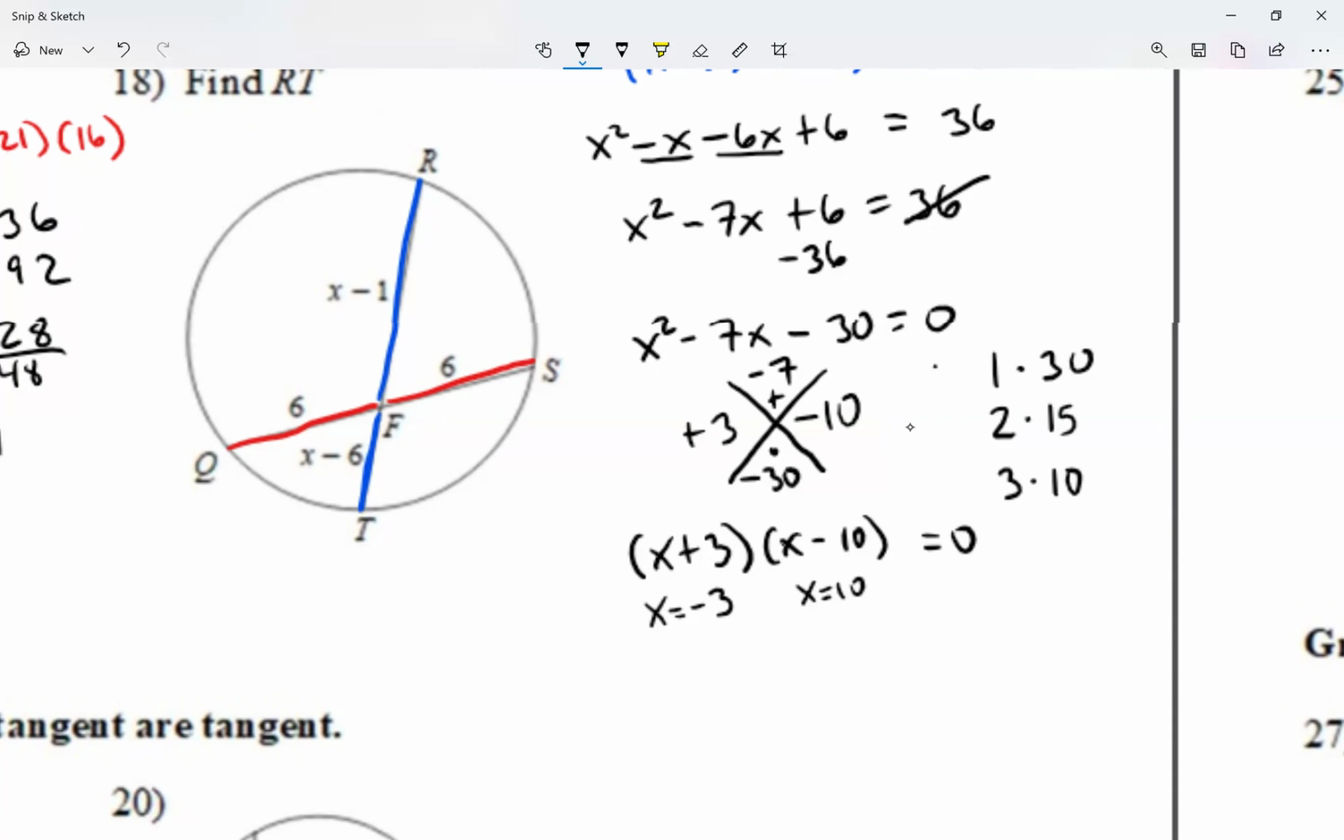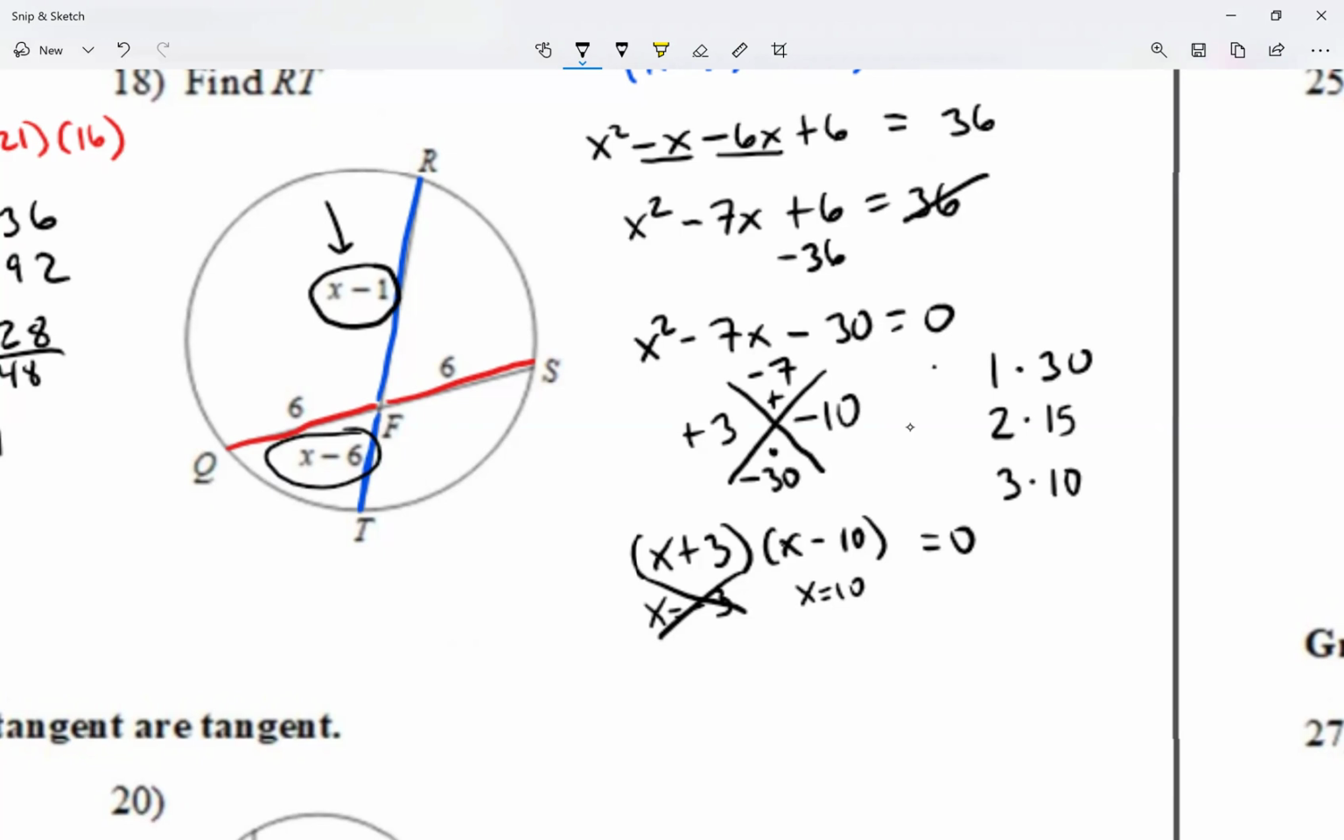If I was to use -3 here, -3 minus 1, does that give me a positive or negative value? It's a negative value. The measurement of a side cannot be negative. So I'm going to say x equals -3 is not a good answer. Remember, I said you have two possible solutions. I didn't say you have two solutions. I said two possible solutions. -3 is not good. But how about 10? Is 10 minus 1 a positive value? Yes. Here, is 10 minus 6 a positive value? Yes. Okay, good. We found out that x is equal to 10.